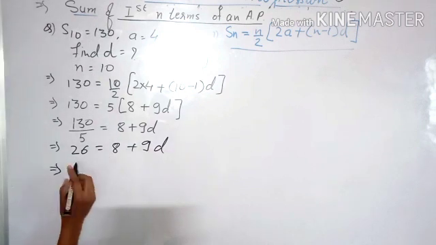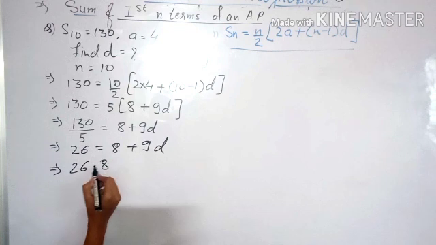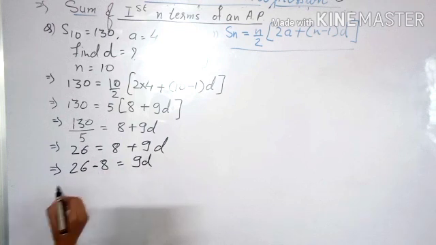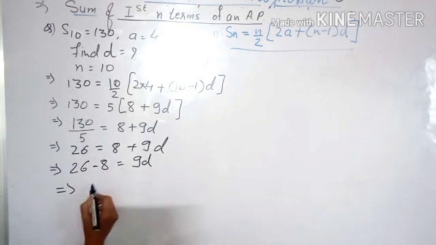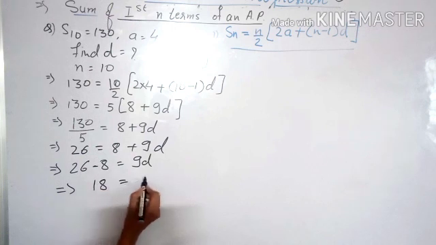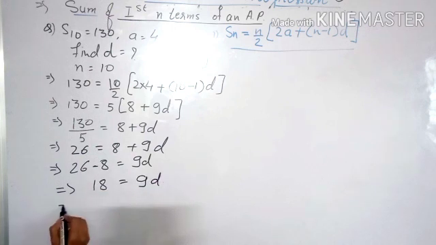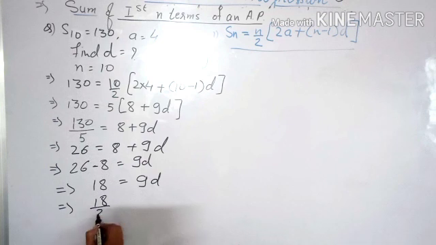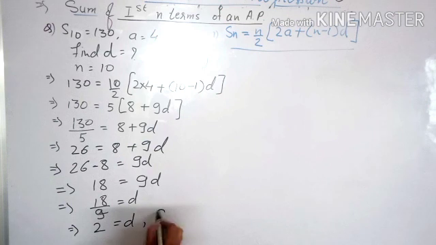If we subtract 8, this will become 18 equals to 9d. 18 divided by 9 equals to d. If we solve it, we will get 2 equals to d, or d is equal to 2 finally. So in this way we can solve the numerical.